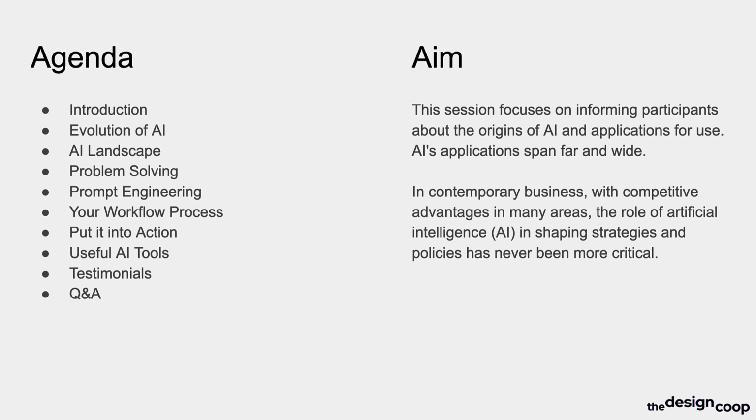In today's agenda, we are talking about an introduction of AI and the evolution, where it's grown from the 1960s to now. We'll talk about the general AI landscape, have a look at some ways you can use it for problem solving. We'll discuss prompt engineering, which is how you can write in a way that the AI tool you're using gives you back the resources and content that you need in the way that you need it, in the media that you need it.